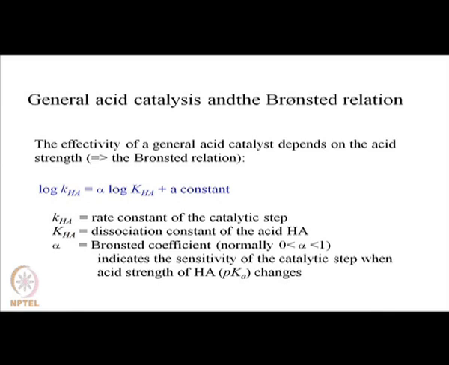So it is a marker for the sensitivity, and it is called the Bronsted coefficient. So this is the expression, that is log KHA is equal to alpha log KA plus constant. We will try to use this expression.